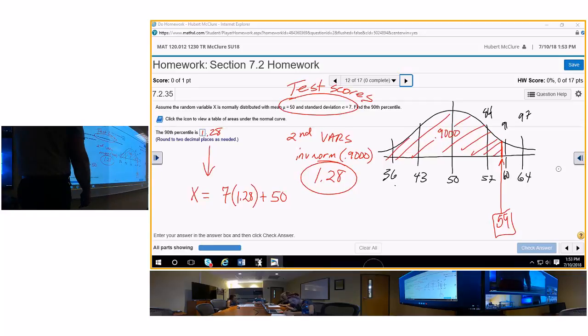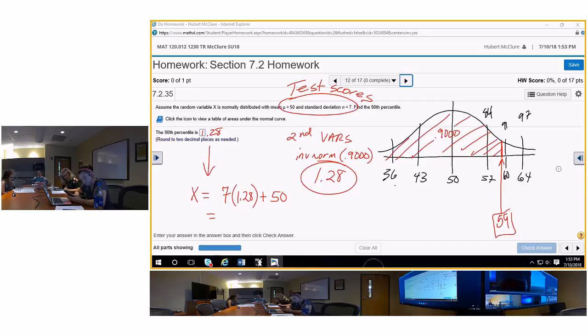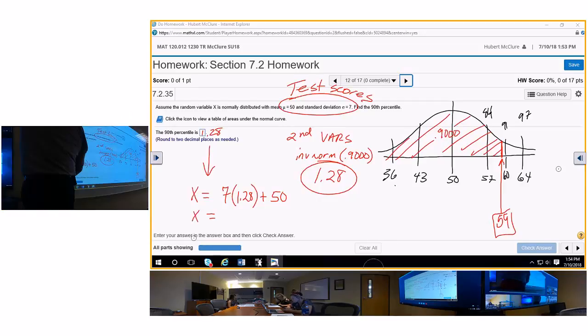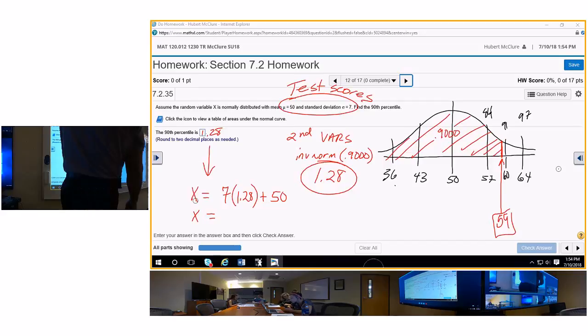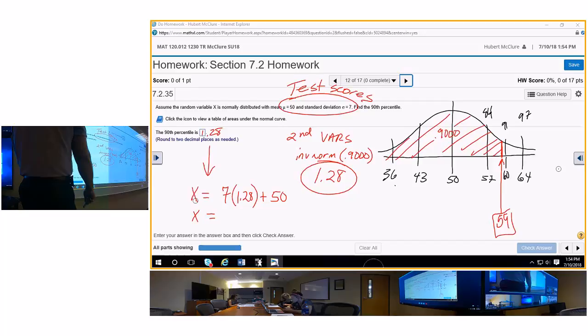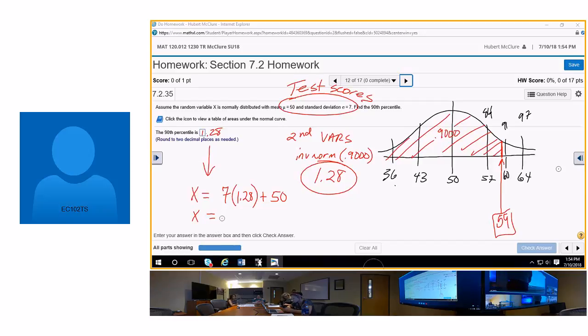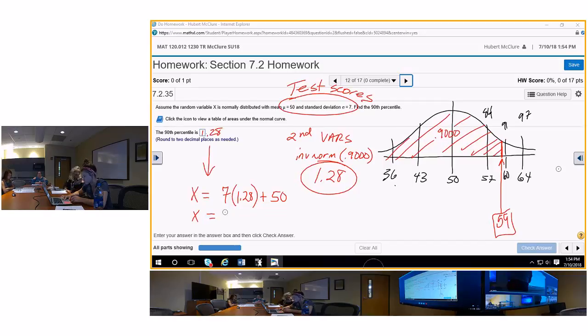So somebody crank that out. So somebody tell me what that test score is. What did I say it was going to be common sense wise? Around 59. What'd you come out with? 58.96. Aren't y'all impressed?